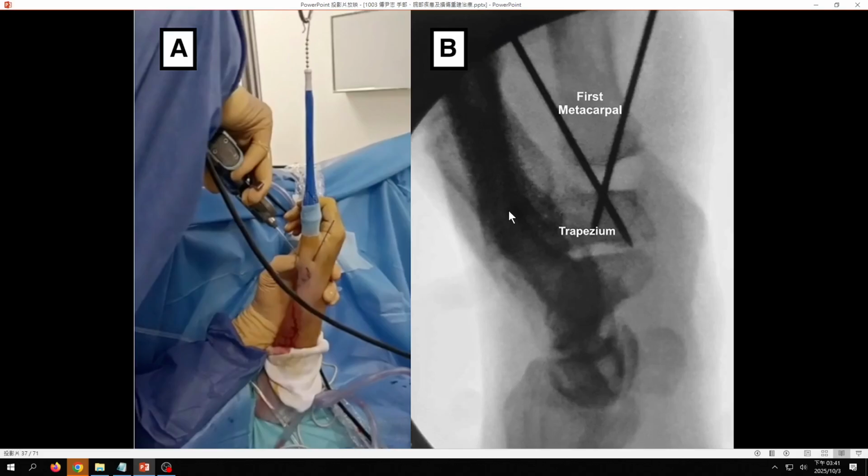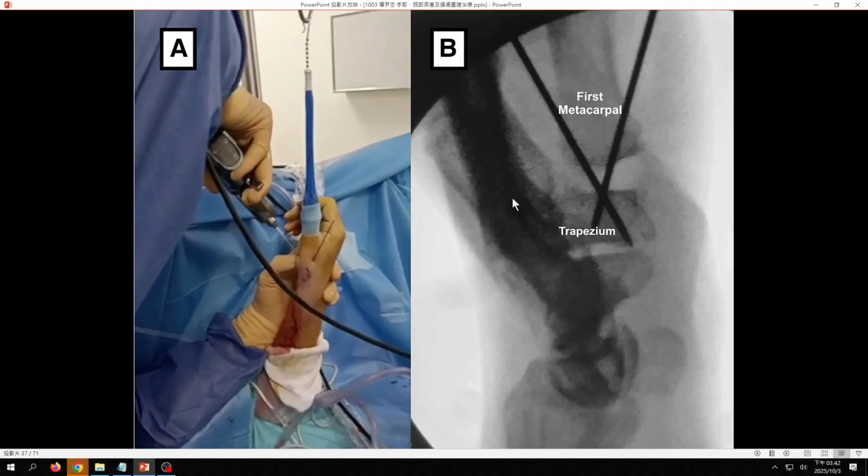Okay, so these three diseases you have to differentiate. Once a patient walks in, you don't just say radial side pain. It's three kinds of conditions, and they make up 90% of patients.